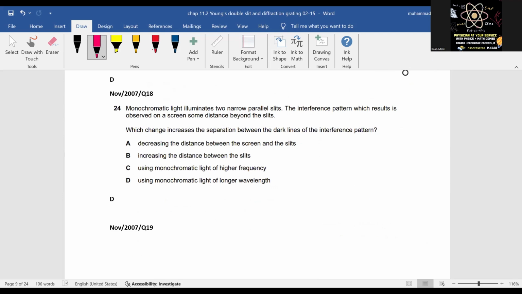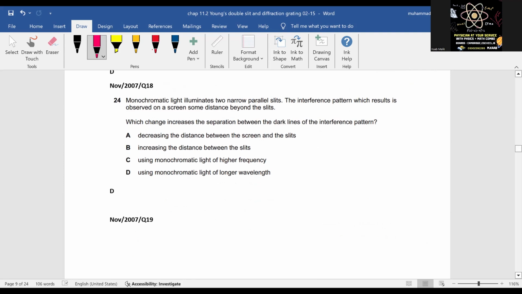Monochromatic light illuminates two narrow parallel slits. The interference pattern which results is observed on a screen some distance beyond the slits. Which change increases the separation between the dark lines of the interference pattern? So they are actually saying how you can increase the fringe spacing, basically.